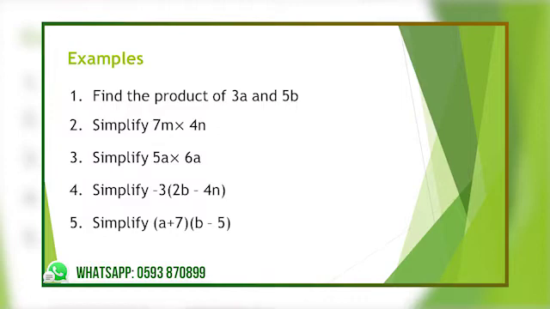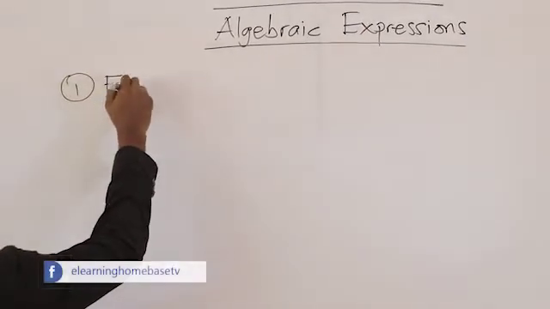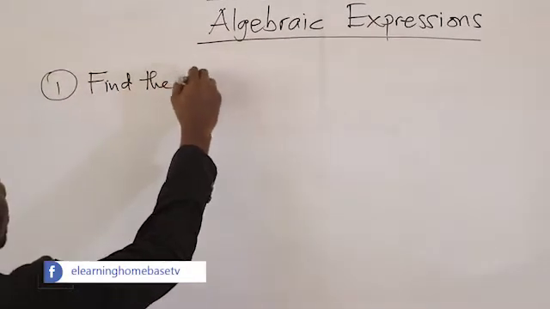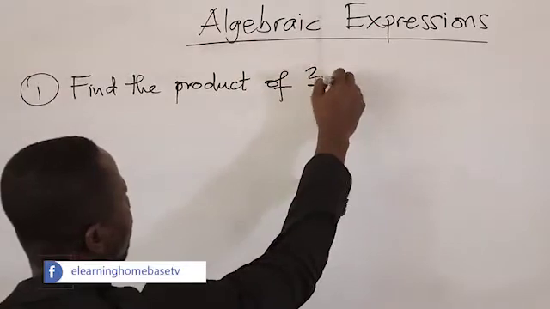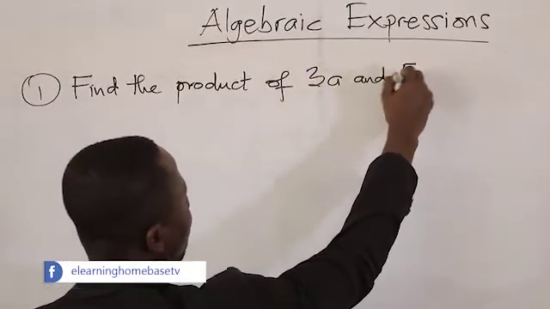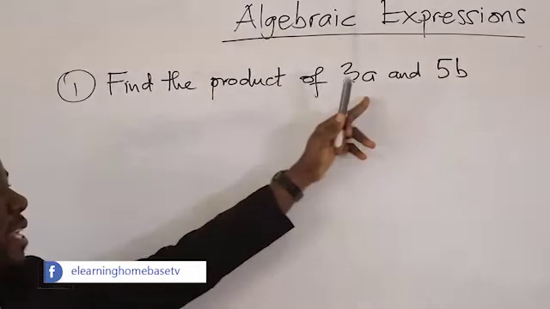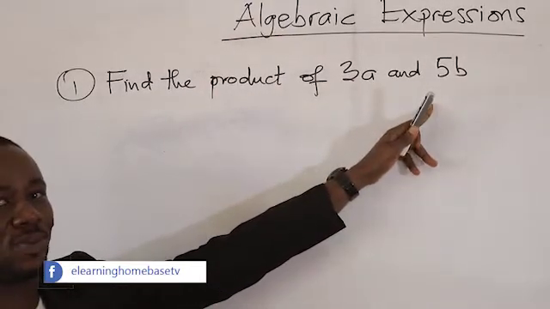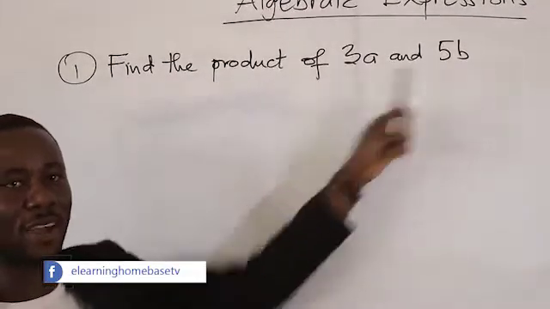The first example is find the product of 3a and 5b. Follow as I solve on the board. So the meaning of this is we have to multiply 3a and 5b.